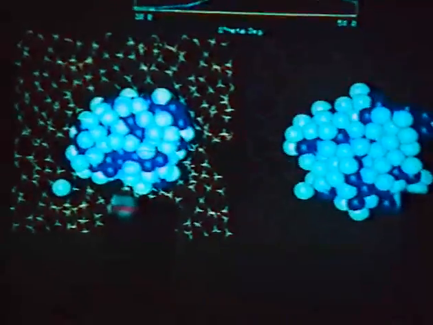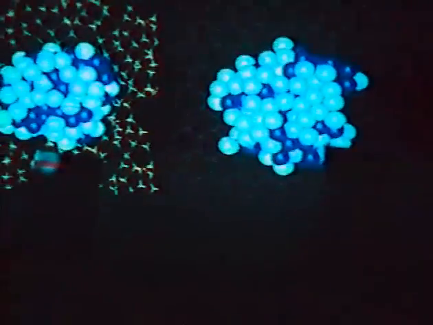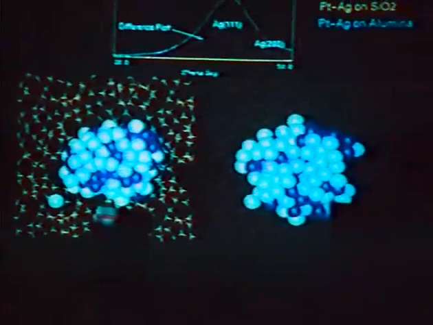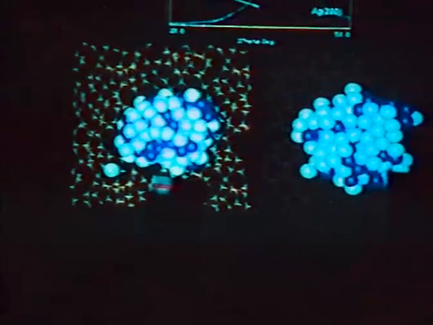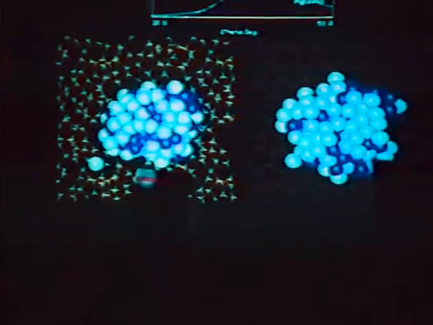This is an example of simulation. What we did for this is amorphous silicon oxide, and this is crystalline alumina. Just to mention, that's the support for this platinum silver catalyst. We started out with one layer of a platinum silver mixture of atoms, and then we ran a simulation just to study the segregation of platinum from the silver, and in this way you get a cluster.